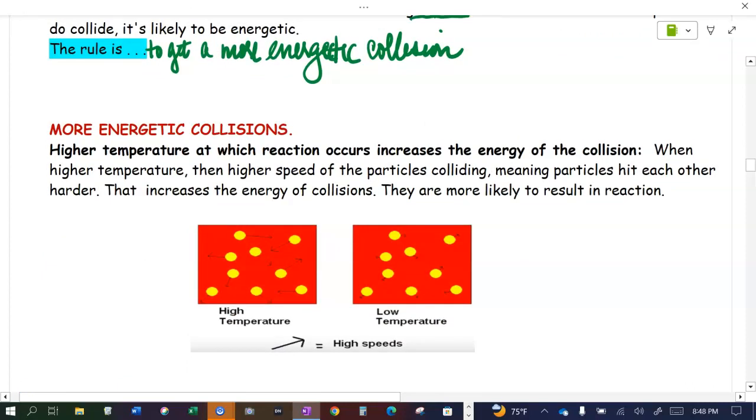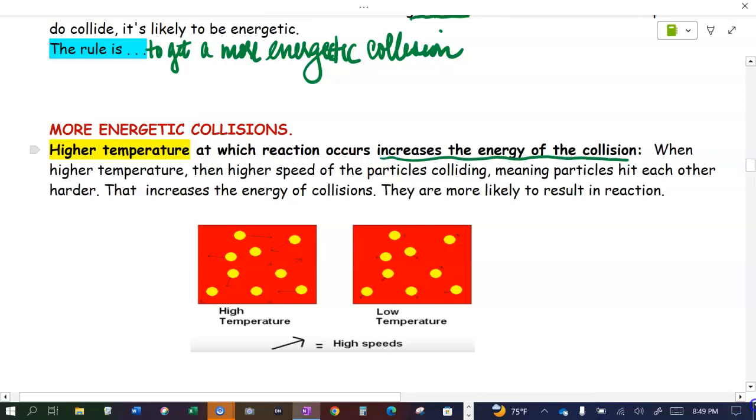All right, more energetic collisions. Well, a higher temperature at which reactions occur increases the energy of the collision. Oh, well, that's pretty significant, isn't it? Higher temperature. I think I'll underline higher temperature. So that's in fact a great factor because for people that do reactions for a living to create a product, the temperature is a critical factor. So if you have a higher temperature, it increases the energy of the collision.